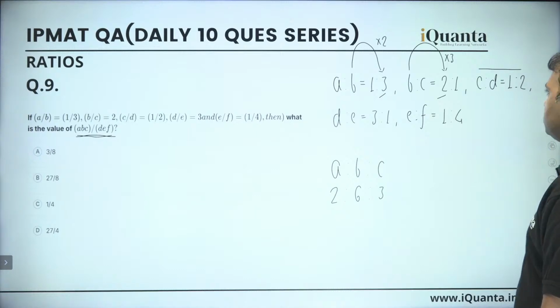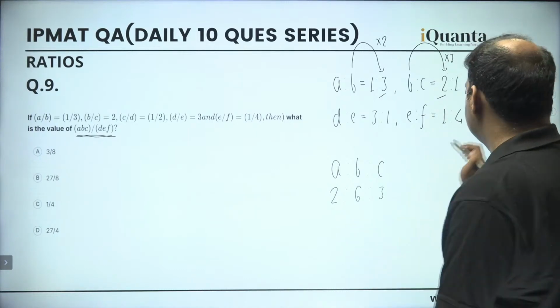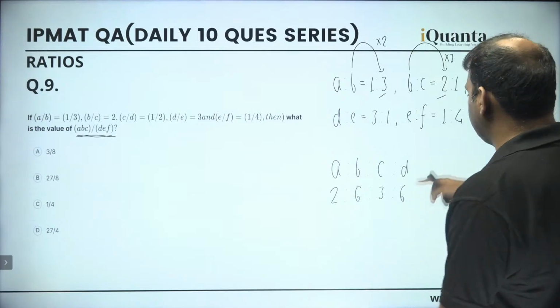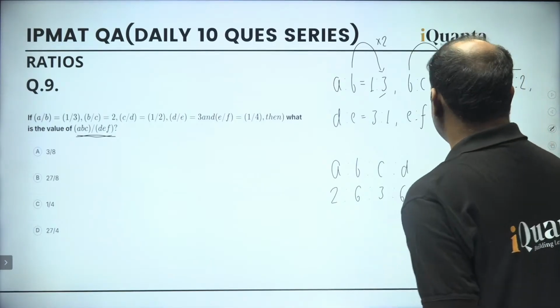Now, let's use this ratio. C is to D is 1 is to 2. That's an easy case for us. So if C is 3, we can say that D should be 6. Simple as that.